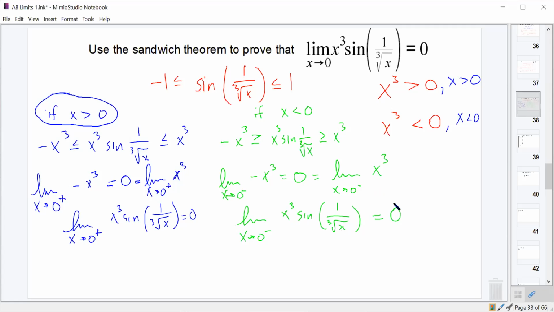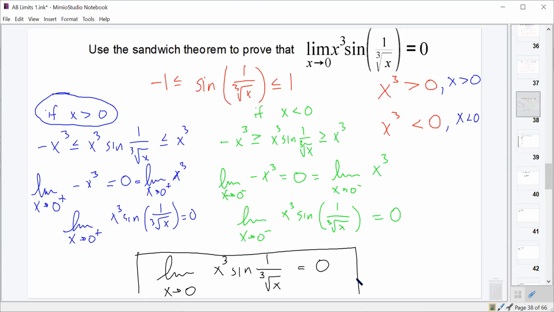And from there, now that we know that the limit from the right of this function is 0 and the limit from the left of this function is 0, if and only if that's true, should the two-sided limit also equal 0. And that is our full proof of why that limit is 0.